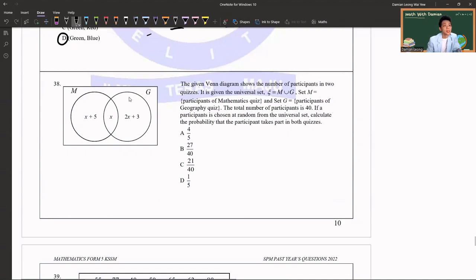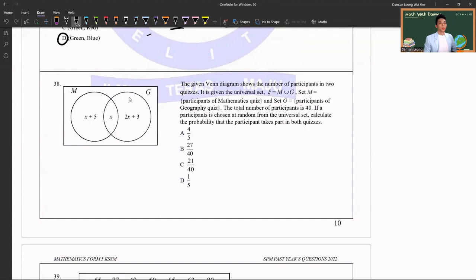Question 38. The given Venn diagram shows the number of participants in 2 quizzes. It is given that the universal set is M union G. Set M is participants of a maths quiz. Set G is participants of a geography quiz. The total number of participants is 40. If a participant is chosen at random from the universal set, calculate the probability that the participant takes part in both quizzes. The universal set is M union G, which means there's nothing outside here.